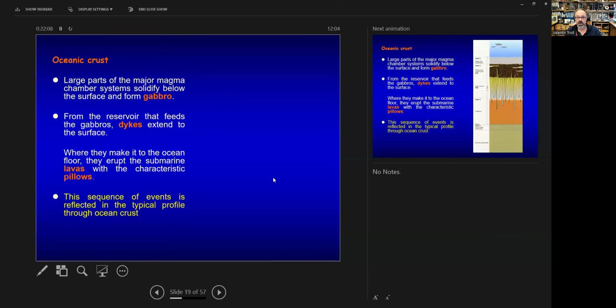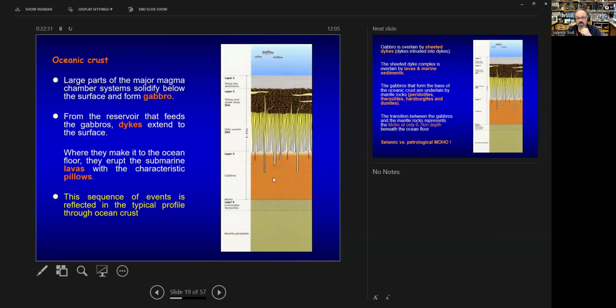So a few words about ocean crust. Large parts here are actually solidifying as gabbro, as I said, and then the magma that moves up can actually, via these dikes that become sheeted dikes, then erupt at the surface, making the surface of the ocean, that is, the bottom of the ocean, and making some lava pillows there. And this sequence is actually very characteristic. We see this also in the ophiolites, as I said, and this is the layering of the ocean crust.